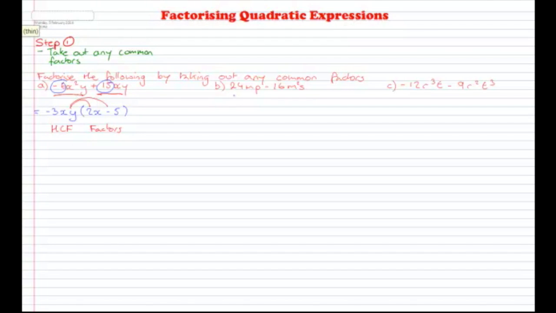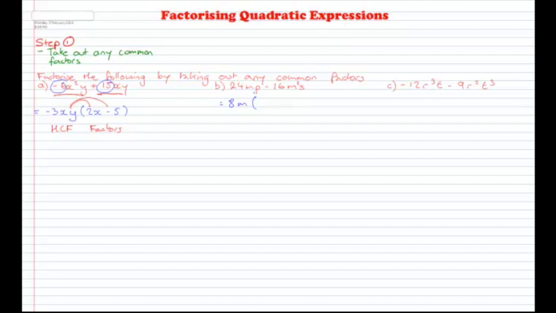Let's apply that now to the next question, 24mp minus 16m squared s. Alright, the highest common factor between 24 and negative 16 of course will be positive 8. So we write 8 out the front. The highest common factor between m and m squared of course is m. And p and s, well there's no common factor there, so you're just going to write bracket.